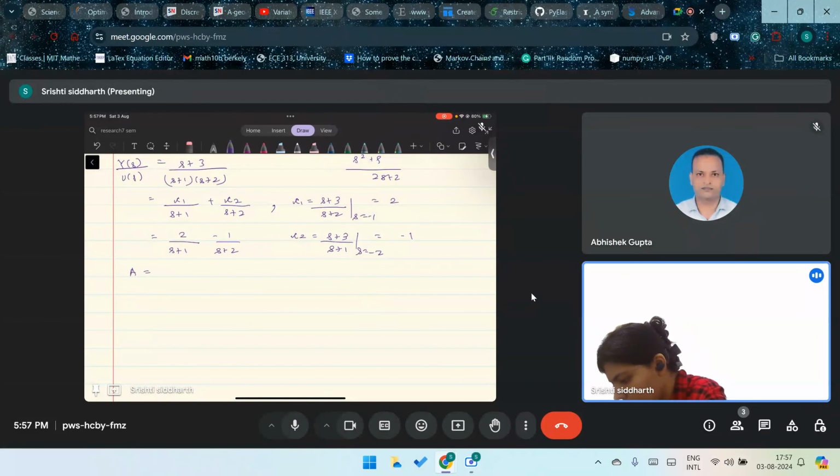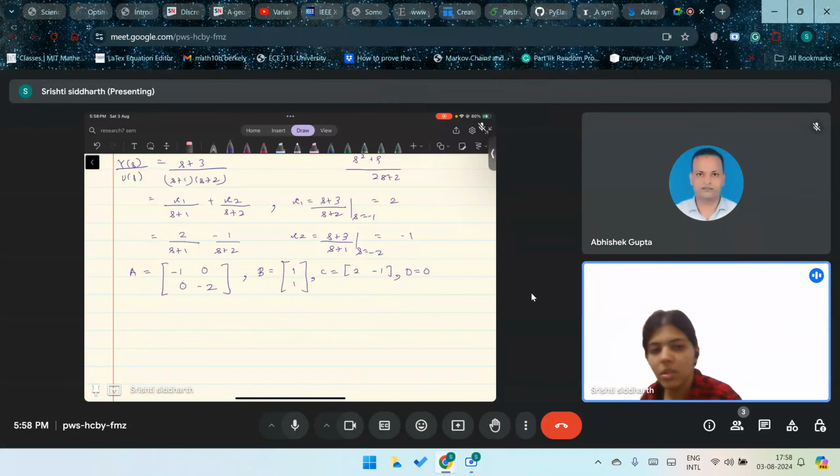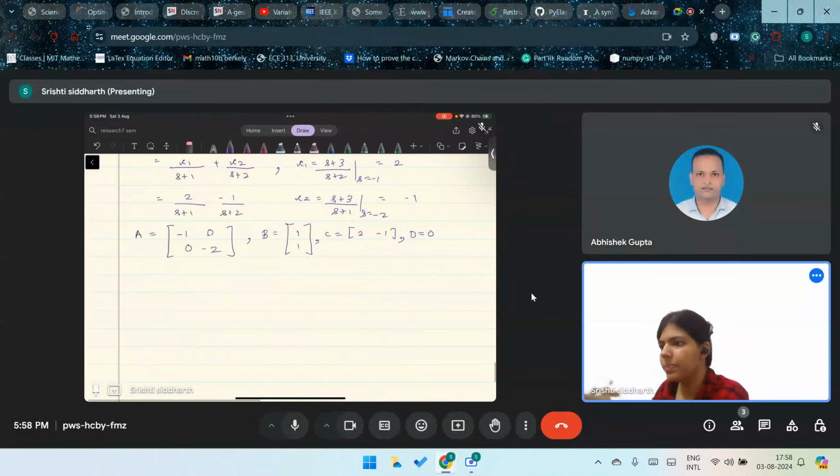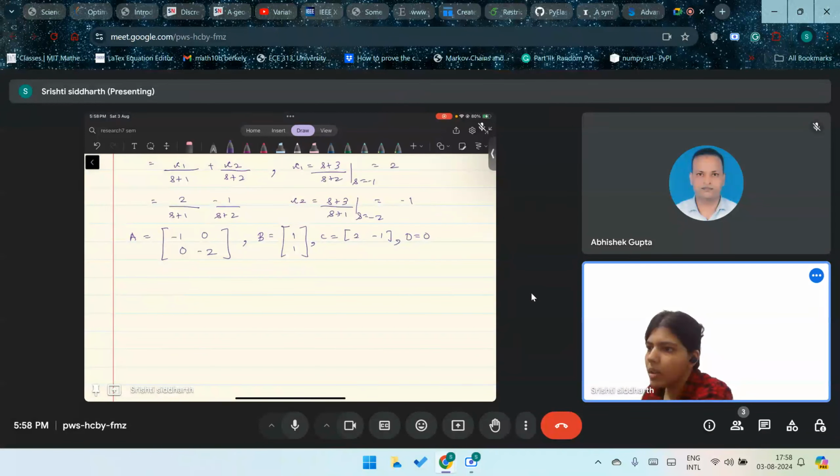Let's form the A matrix. It's a second order system, so just two eigenvalues along the diagonal. B for the diagonal form is already a vector of ones, a column vector. C is these constants, 2 and minus 1. And D is 0 since it's a strictly proper transfer function. Okay, so this was a simple example. Now let's try a higher order system.